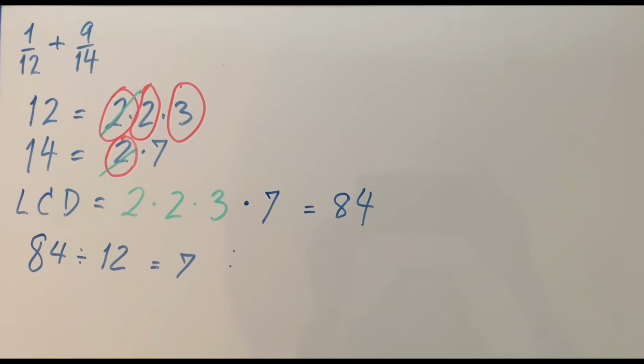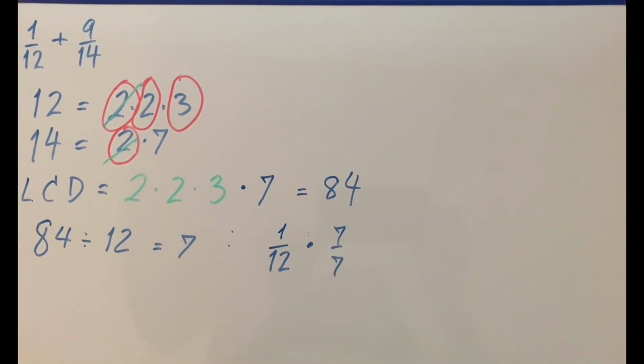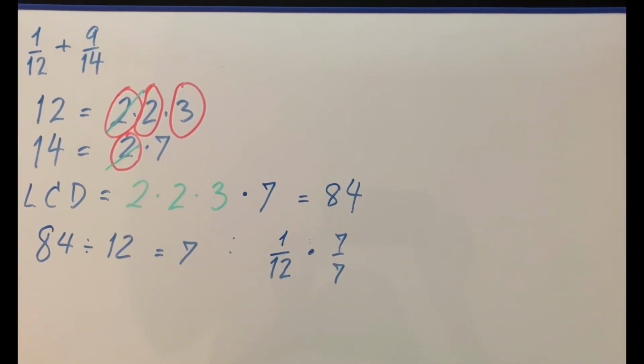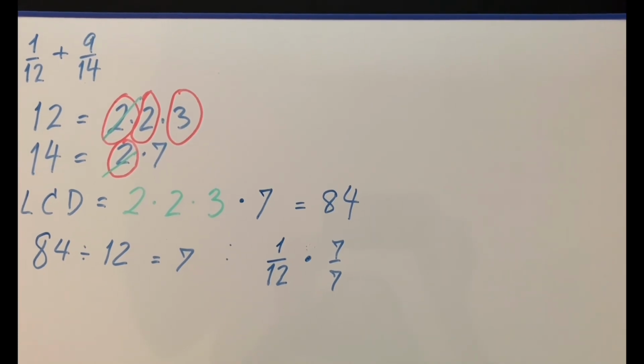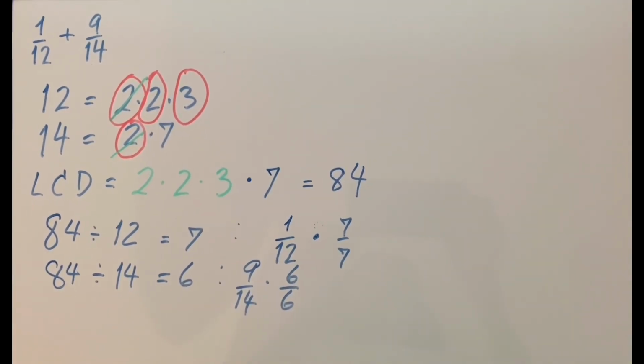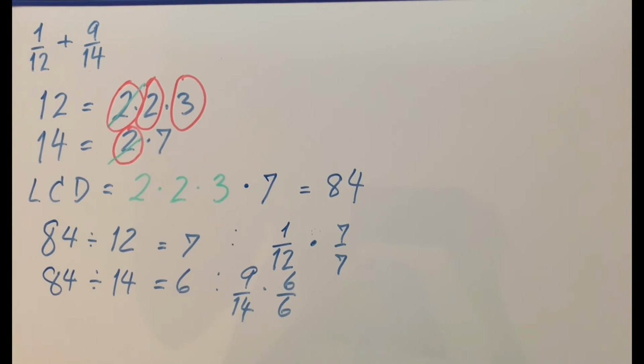Once you have computed the LCD, divide the LCD by each denominator. Multiply each fraction by this number over itself.